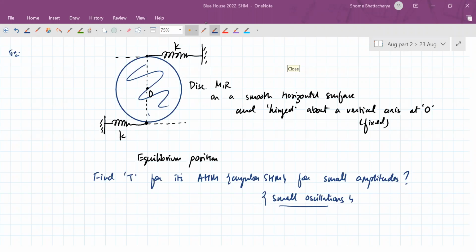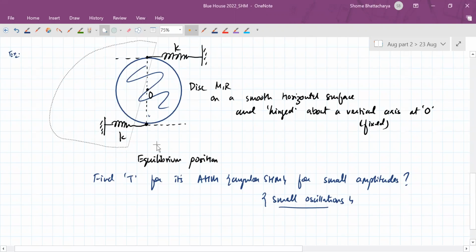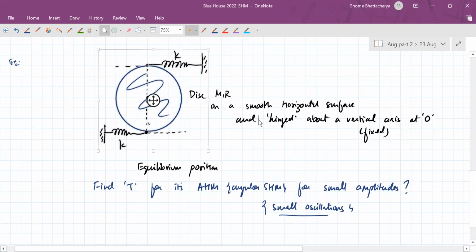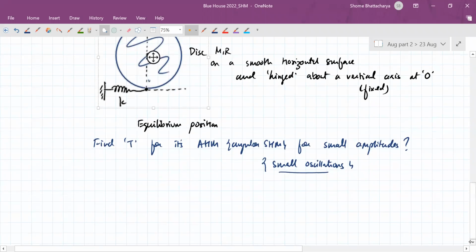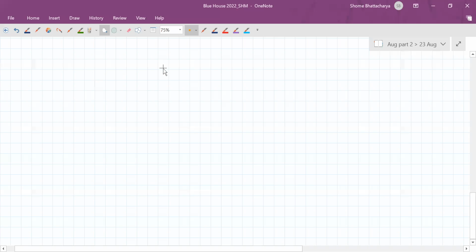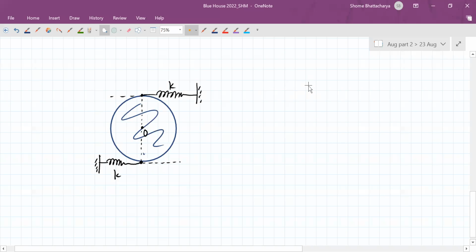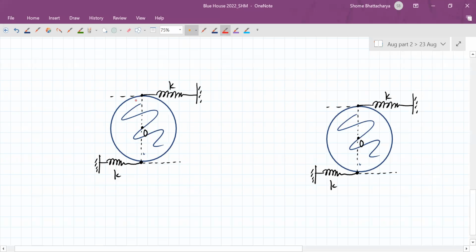Okay, Devansh, very good. That's correct. Your answer for time period is correct. So what we'll realize here is that whether you give it a clockwise or anti-clockwise angular displacement, there's going to be a restorative torque. For example, if we were to rotate this anti-clockwise to an angle theta, then both the springs would get extended. So this one would also get extended. This one would also get extended.